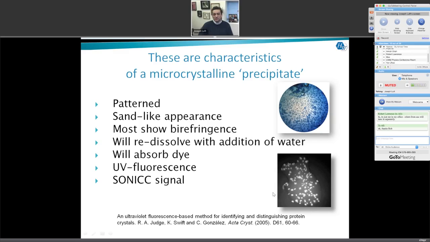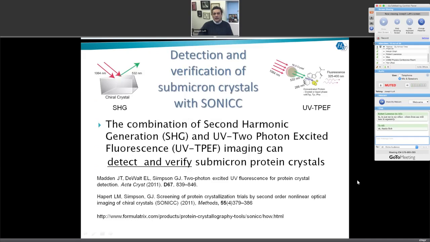from these protein crystals. And finally, what I'm going to talk about next is a relatively new technology called SONICC. It's second order nonlinear imaging of chiral crystals. So this is a very sensitive method that was recently developed, and SONICC is a way to detect crystals that are less than a micron in size.